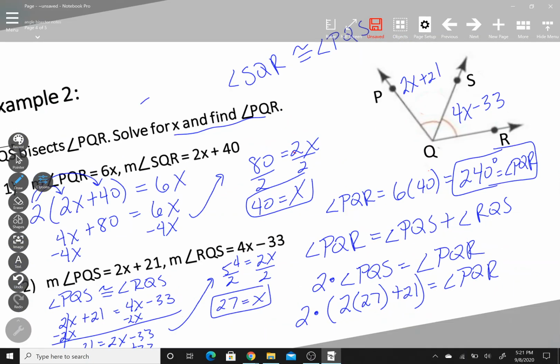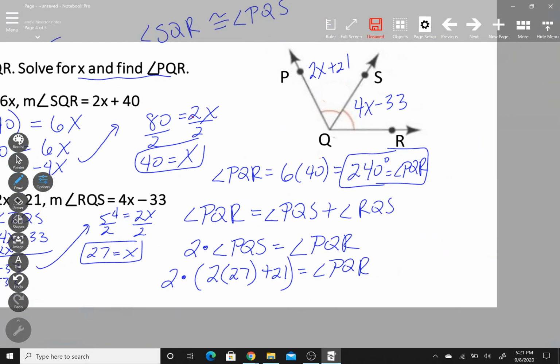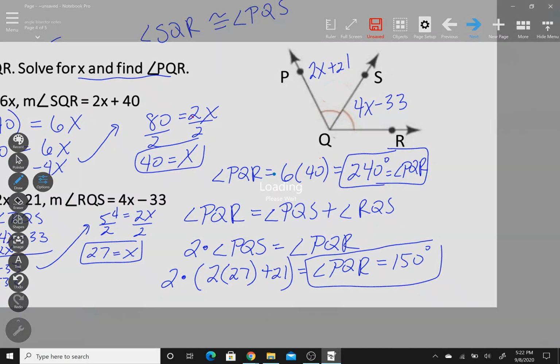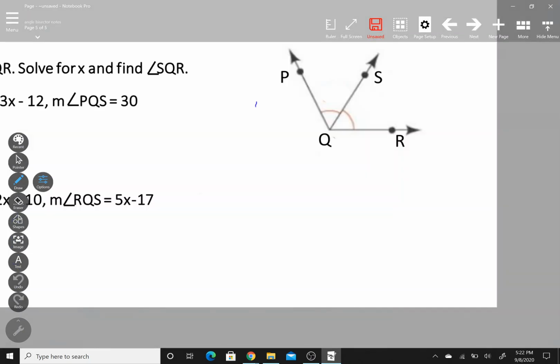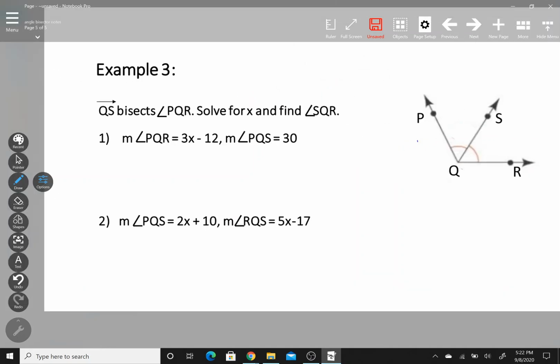And so just type this in the calculator. All right, so 2 times 27, that's 54, plus 21, that's 75. Okay, and then multiply that by 2, and you will get 150. So PQR for the second problem is 150. All right, very good. Next example here, these are our last two.